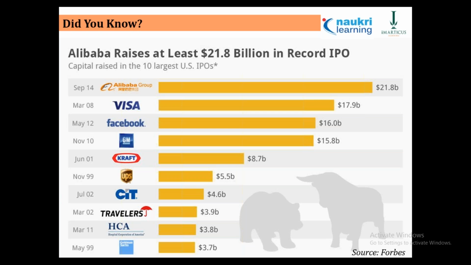So some of the figures in terms of the kind of money that organizations and firms have raised. Alibaba is the latest example, raising about $21.8 billion. It was one of the highest IPOs in terms of the money raised. So clearly a huge number there. Facebook at number 3 there, and some of the others as listed.